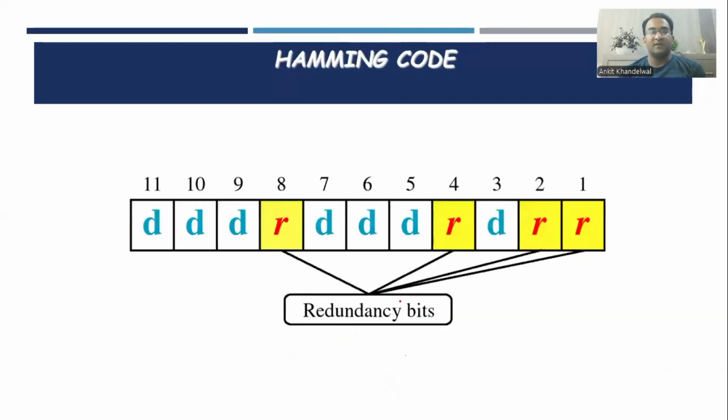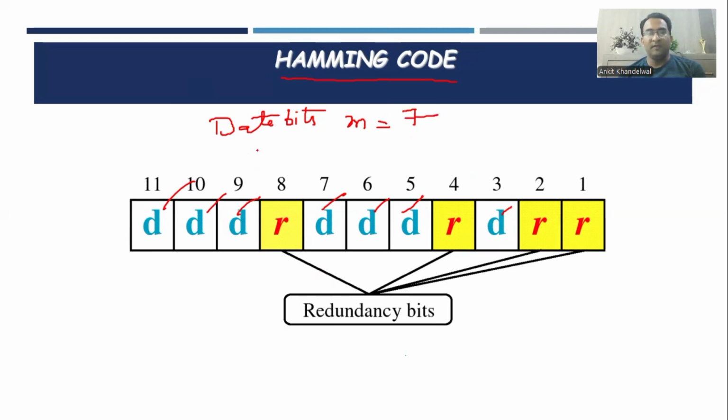So this is the particular Hamming code. We are taking an example where the total number of data bits, that is m, equals 7: 1, 2, 3, 4, 5, 6, and 7. So the total bits of data is 7.